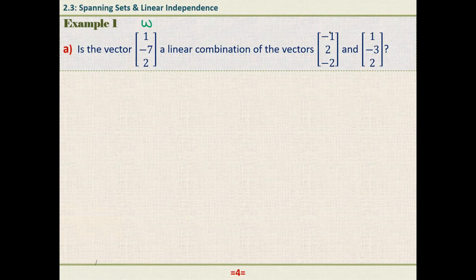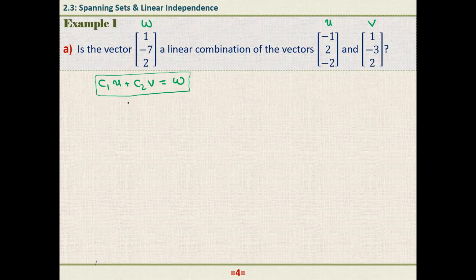a linear combination of the vectors? Let's say this one is U and this one is V. So the question is: is W a linear combination of the vectors U and V? That means, can we write c1 times vector U plus c2 times vector V equal to W? To do this, we have just a system of linear equations. We need to solve this. The question is whether the system is consistent or not.